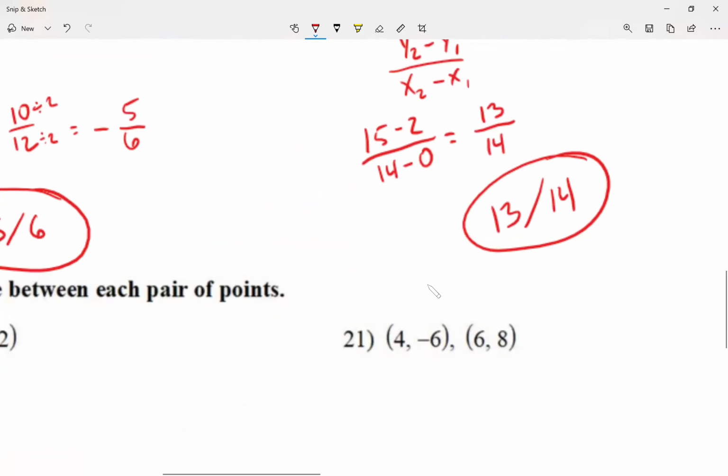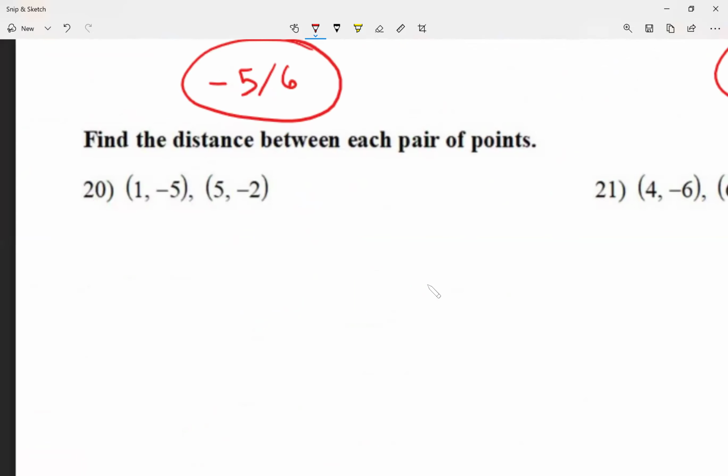Not too bad with the slope, but how about the distance formula? This is something you might have seen before. Let me remind you of the formula. If you haven't seen it, I'm going to use it here. I have the second y minus the first y all squared plus the second x minus the first x all squared.